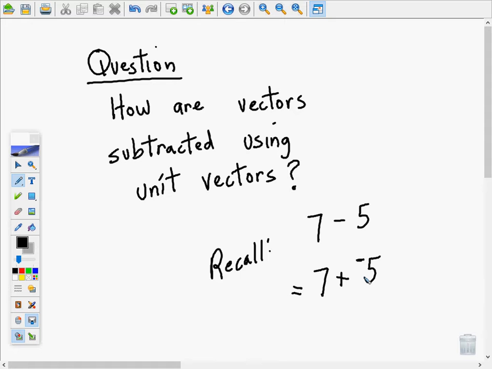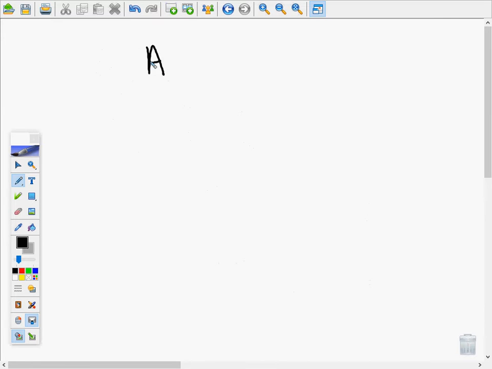Well, we're going to do a similar thing with vector quantities. If we have vector A minus vector B, we're just going to rewrite it as a vector addition because we now know how to use unit vectors to add vectors. So if I rewrite this as an addition, it would be vector A plus negative vector B.